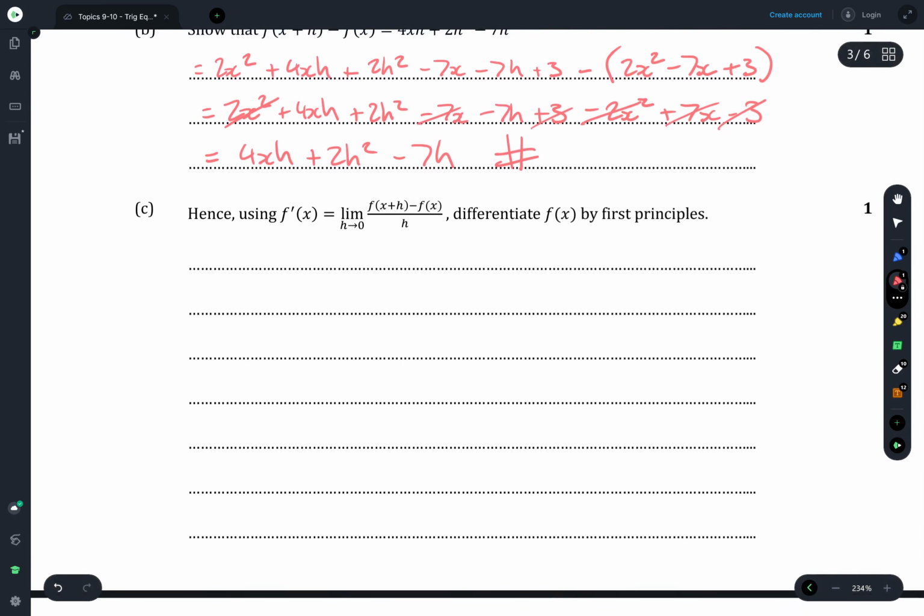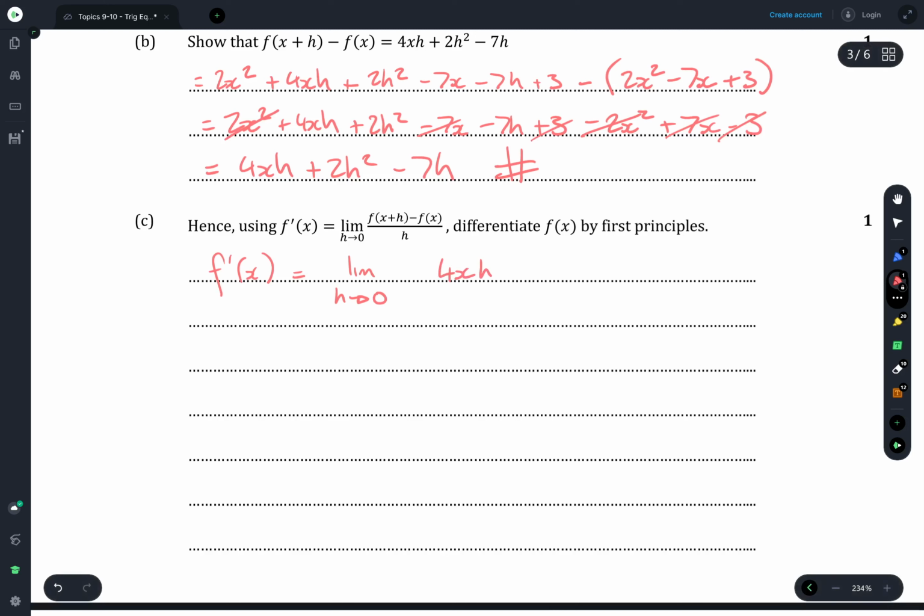So we're going to say that f dash x equals the limit as h approaches 0 of all this. So we have 4xh plus 2h squared minus 7h, which is what we found in the previous question. And this is over h. Going from here, we can cancel out one of the h's across the board, leaving me with, as the limit as h approaches 0, 4x plus 2h minus 7.